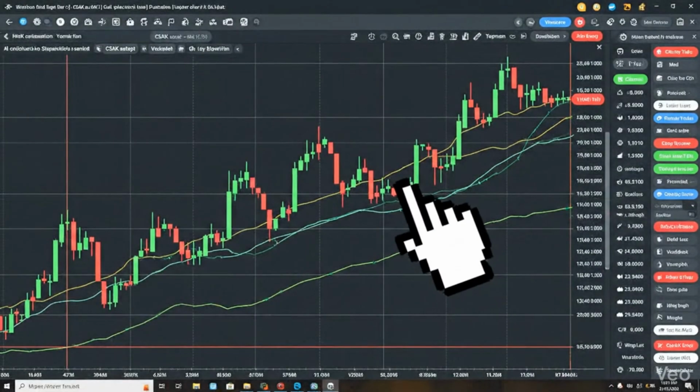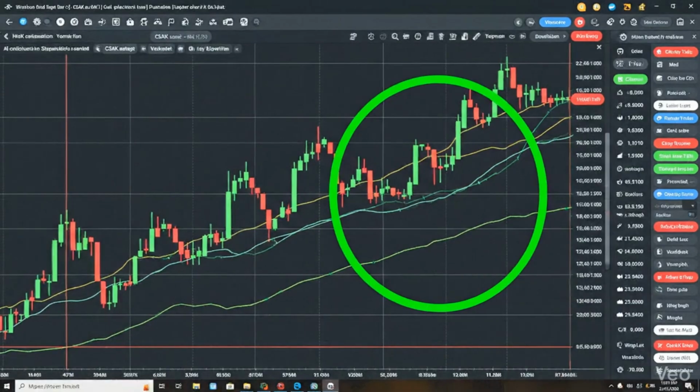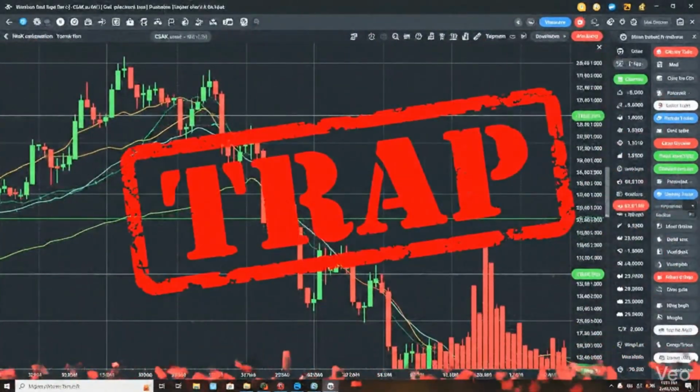If you think there are only two types of CSAK in BBMA, stop trading immediately. You are entering the market with a blindfold on.